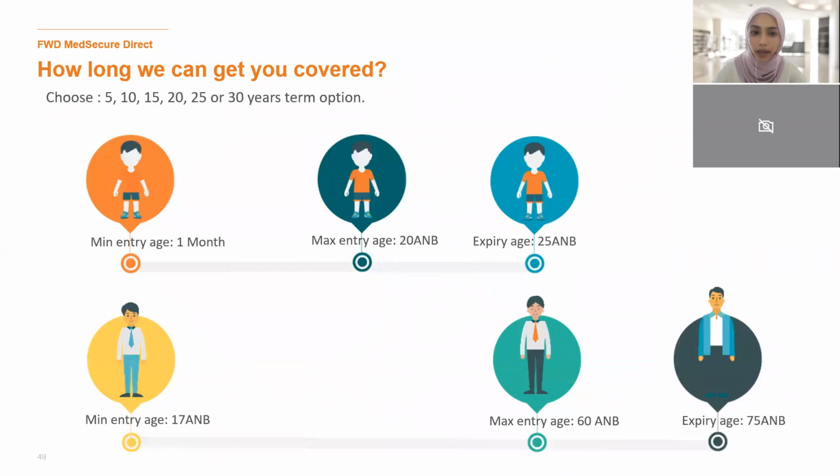Okay, so how long can you get covered? Just like Care Direct and Protect Direct, you can get covered from 5 years up to 30 years. For the children, just like Care and Protect, the minimum entry age is 1 month, maximum entry age is 20 years old, and expiry age at 25 years old. And for adults, same like Care Direct, you can enter by 17 years old, maximum entry age at 60, and the expiry age is at 75.